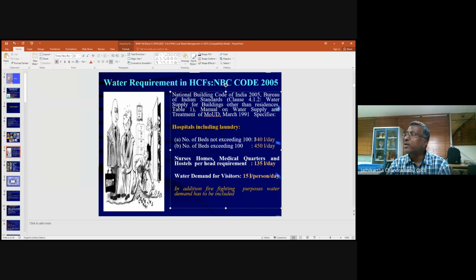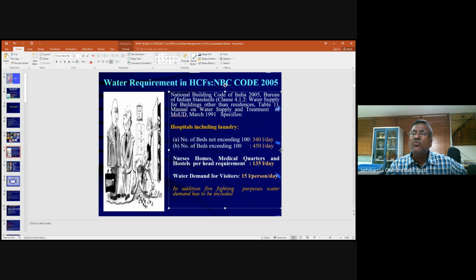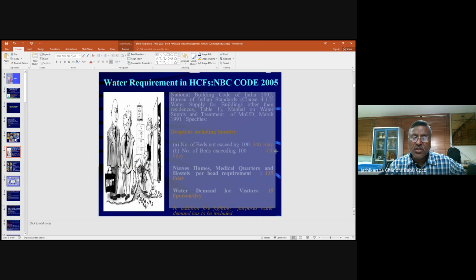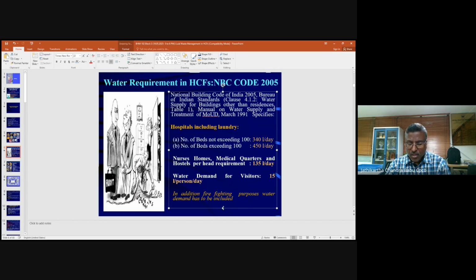Therefore, while estimating the water requirement of a hospital as per the National Building Code, depending upon the number of beds, visitors and staff available in the nursing homes, you have to estimate the water requirement accordingly. You have to ensure that adequate water supply is ensured. Apart from this, the water demand should be estimated for the purpose of firefighting, so that if any fire occurs, you are able to take action safely and there will not be any impact on the hospital.